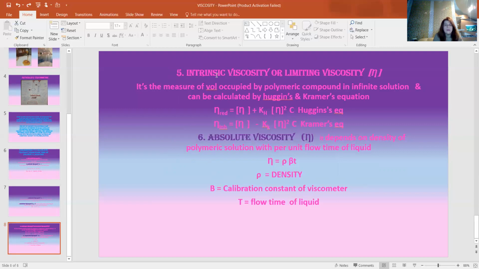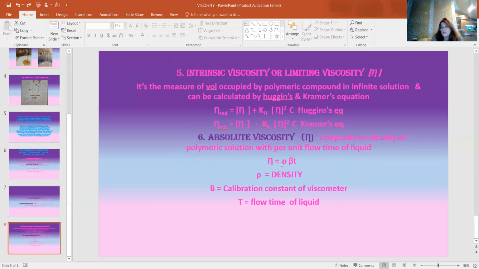So let's jump to the absolute viscosity. Absolute viscosity is denoted by eta, simply eta. It depends on the density of the polymeric solution with per unit flow time of the liquid, right? And it is denoted by eta. Eta equals rho beta T.